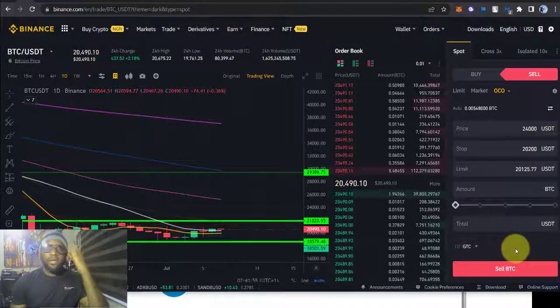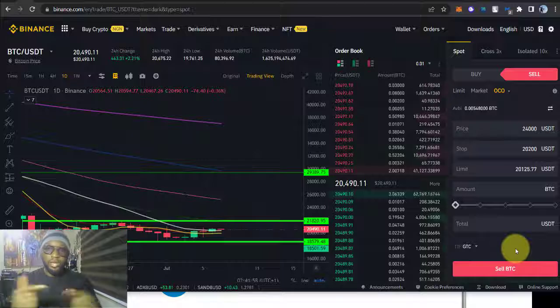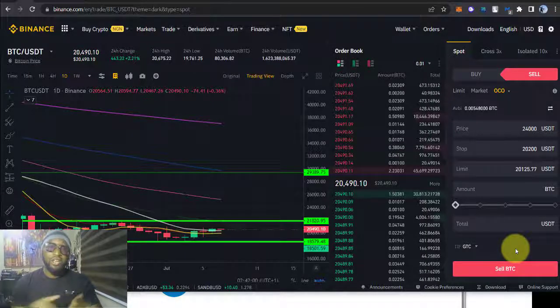And like I said, the other part of it is reduce only. Reduce only is only functional in futures trading.